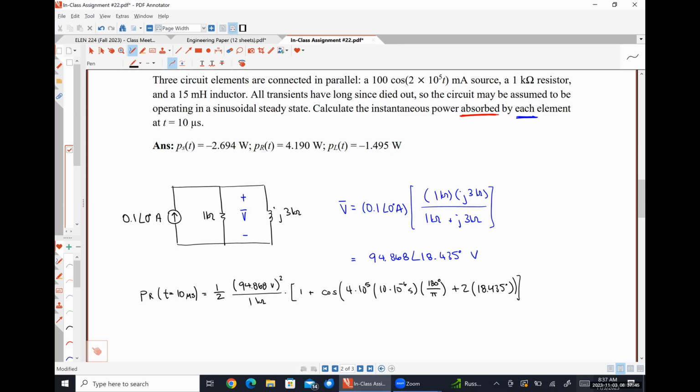So before I throw this into my calculator, does anybody have any questions or comments or concerns about where any of these numbers came from? So we were explicitly told to find the instantaneous power at 10 microseconds, which is 10 times 10 to the minus 6 seconds. Any other questions?